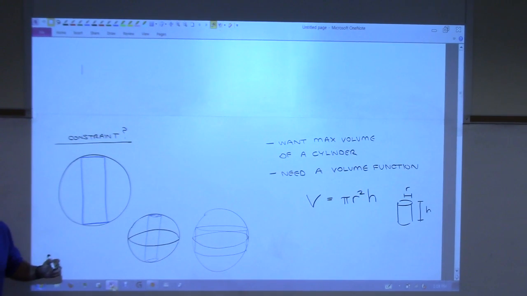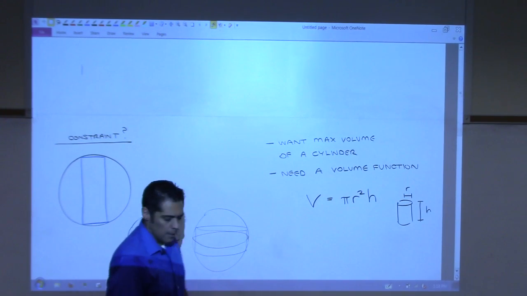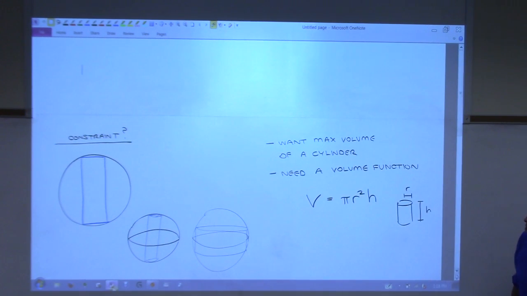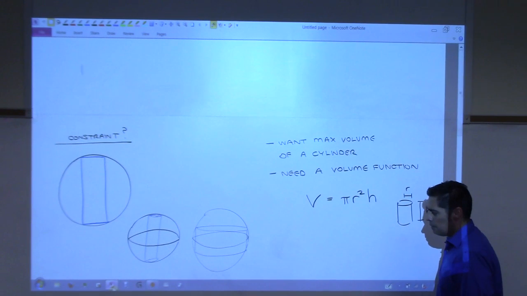I think you were talking about the corner. Is this what you were referring to? Like something like that? Well, what I noticed is that the sphere has no h in it. Yeah, that's right. The sphere does not have an h in it, so that means the height of the cylinder could be anywhere on that sphere. That's right.